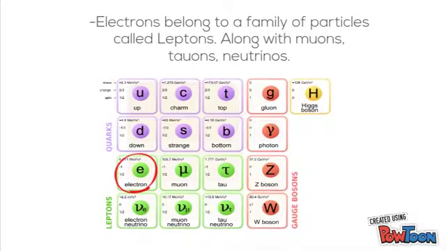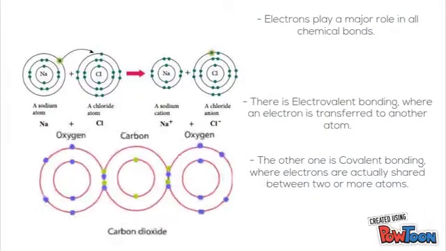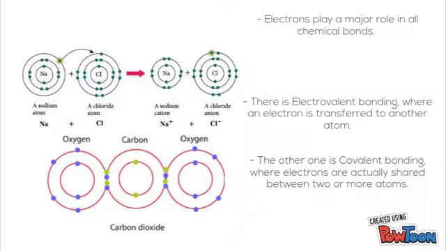Electrons belong to a family of particles called leptons, along with muons, tauons, neutrinos. Electrons play a major role in all chemical bonds. There is electrovalent bonding, where an electron is transferred to another atom. The other one is covalent bonding, where electrons are actually shared between two or more atoms.